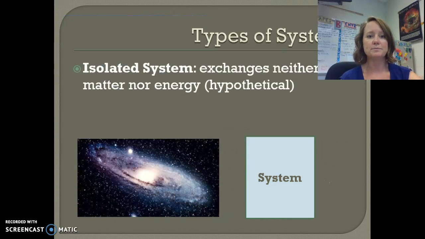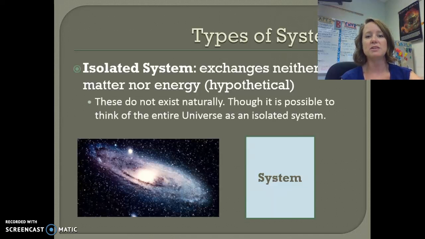The third and final type of system is an isolated system, and these are hypothetical. That's where you would exchange neither matter nor energy. The only thing that would be an example of an isolated system would be the universe itself.